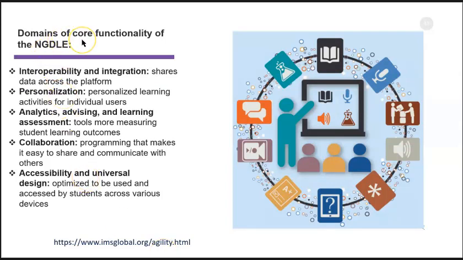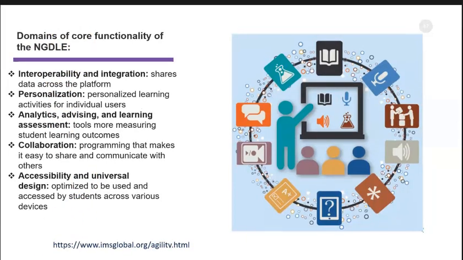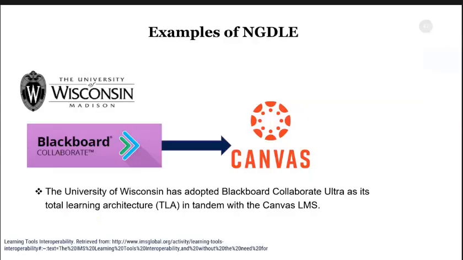So what are the domains of the core functionality of the next generation digital learning? They are interoperability and integration, so it easily shares data across the platforms. Personalization would allow personalizing learning activities for individual users based on their level of learning performance and their needs. Also, it incorporates analytics, advising and learning assessment, collaboration, accessibility, and universal design to optimize the learning management system to be accessed by students across various devices without any restrictions.